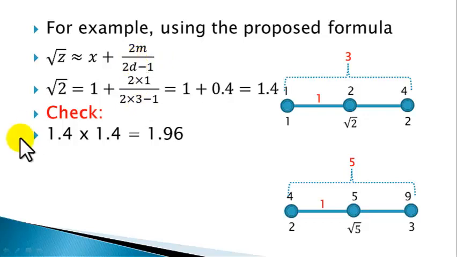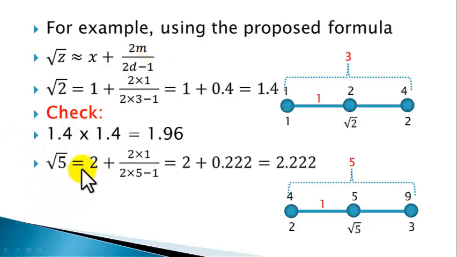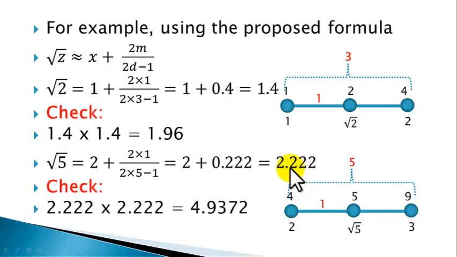That will give us square root of 5 is approximately equal to 2 plus 2 times 1 all over 2 times 5 minus 1, and that is equal to 2 plus 0.222, which is equal to 2.222. Check. Multiplying 2.222 by itself gives 4.9372, meaning that the formula also underestimates the square root of 5.